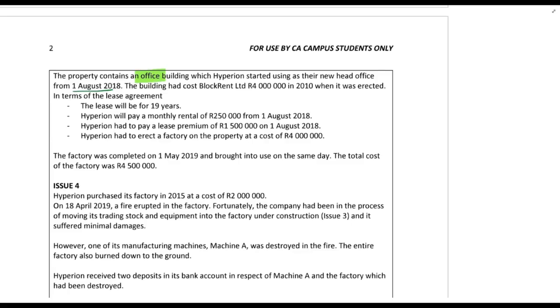Right. In terms of the lease agreement, the lease will be for 19 years. There will be a monthly rental of 250,000 rands. Nice. Section 11A. From the 1st of August 2018, Hyperion had to pay a lease premium of 1.5 million rands on the 1st of August.